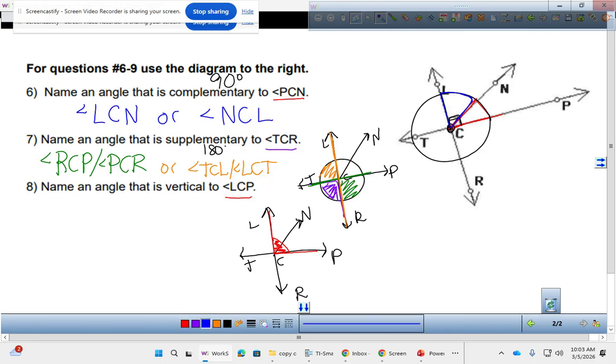So vertical would mean that I want across from that. So thinking about the pizza, the slice that's not next to that one would be this one, right? It's not next to, it's across from. So this angle would be TCR, or maybe you call it RCT. Just a pro tip here, I think it's helpful to draw the picture out multiple times and mark it up rather than using a pencil and you have to keep erasing.